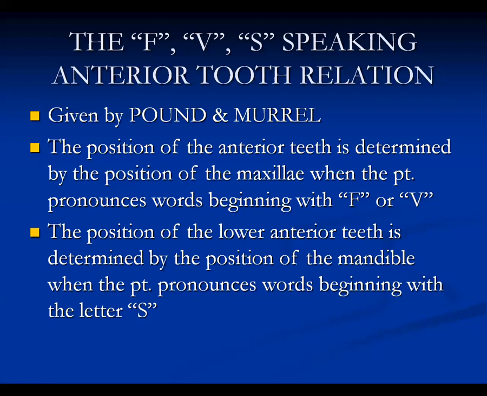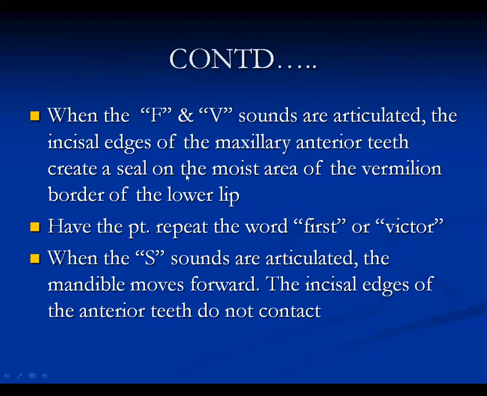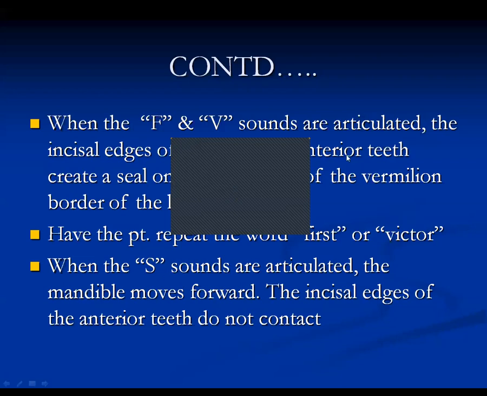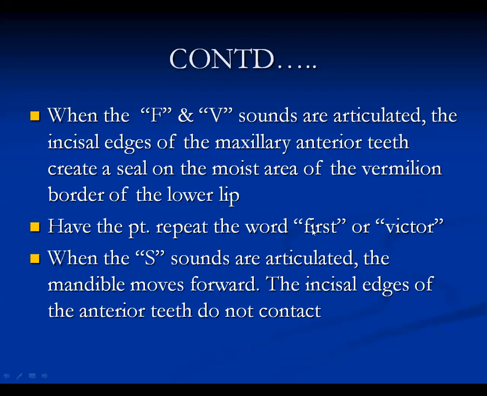Arrangement of teeth. When F and V sounds are articulated, incisal edges of maxillary anterior teeth create a seal on the moist area of the vermilion border of the lower lip. See, the incisal edges of your upper central incisors are just touching the vermilion border of the lower lip. Now the patient repeats the words first or Victor. When the sound S is articulated, the mandible moves forward and the incisal edges of the anterior teeth do not touch.